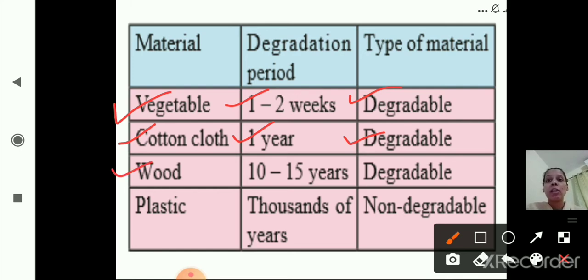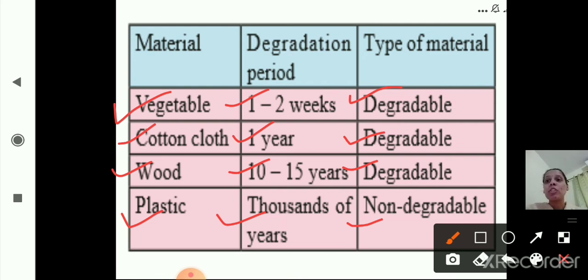Wood, it will take 10 to 15 years for degradation period and it is a degradable material. But plastic, it will take thousands of years for degradation. So it is a non-degradable material. Hence it is an environment pollutant. So we should not use plastic. Instead of using plastic, we should use other things like cotton bags, jute bags, etc. We should avoid the use of plastic as it is non-degradable and it is an environment pollutant.